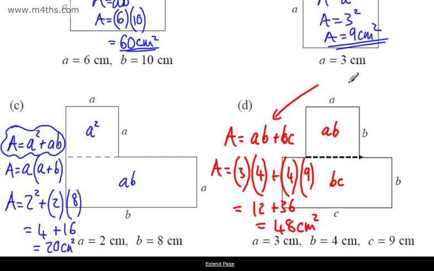Again, if you wanted, you could factor this. You could write this now as B and then A plus C. That's a different way of writing it, but it means exactly the same. If you put these in, A plus C is going to give us 9 plus 3, which is 12. Then it's 4 times by 12, which is 48.